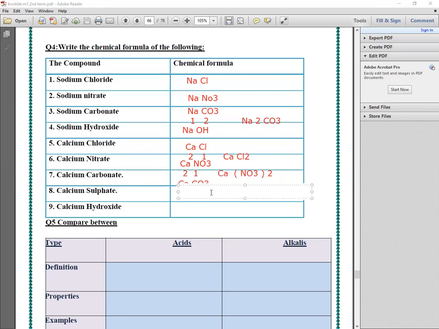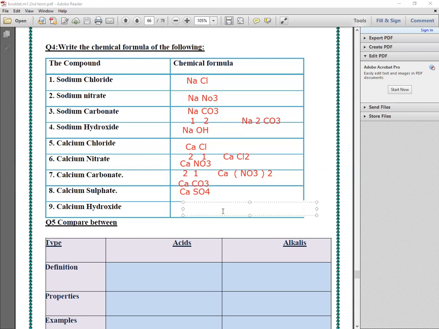Number 8, calcium sulfate. Calcium Ca, sulfate SO4. Calcium divalent, sulfate divalent, so the final chemical formula is CaSO4.